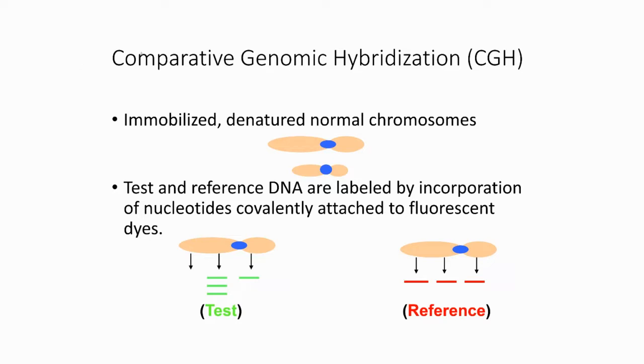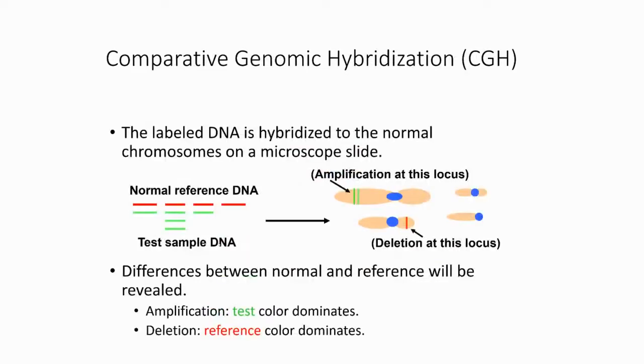And for this comparative genomic hybridization, basically you collect the cells, then immobilize the cells and denature the normal chromosomes, and then you use the test DNA probe and the reference DNA probe. Then you hybridize with the chromosomes that you collect from the clinical specimen. Then from the signal, you will be able to determine whether that specific DNA is amplified or deleted. Okay, that's CGH, right?